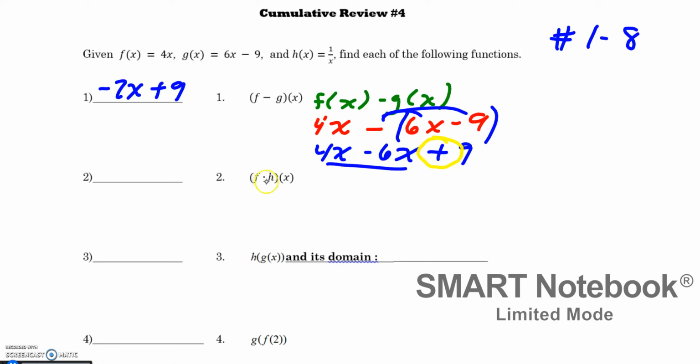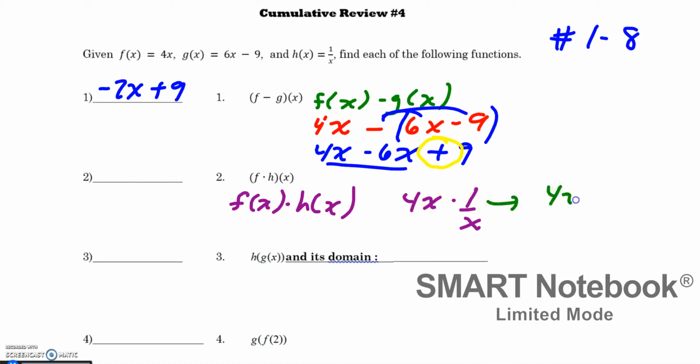Number two, this dot represents multiplication. So what this really means is that you're taking the f function and multiplying it by the h function, which in this case would be 4x times 1 over x. If you're multiplying, you could multiply straight across and get this to be 4x over x. The x's cross out, which means that you're just left with a single number, 4.